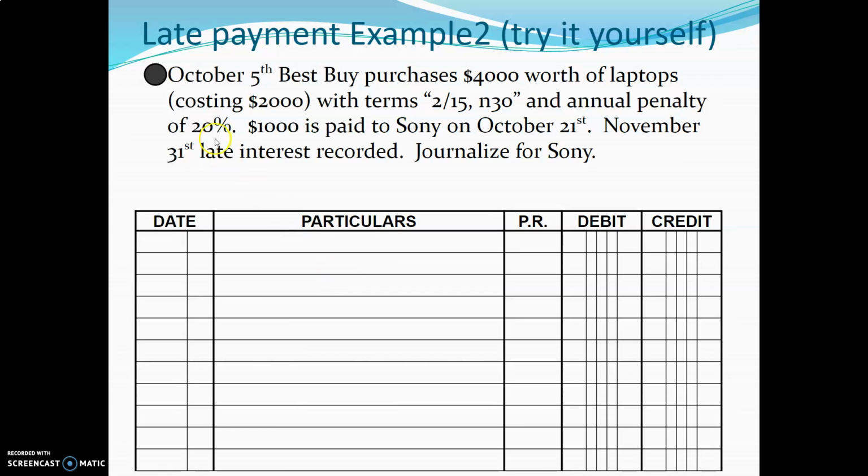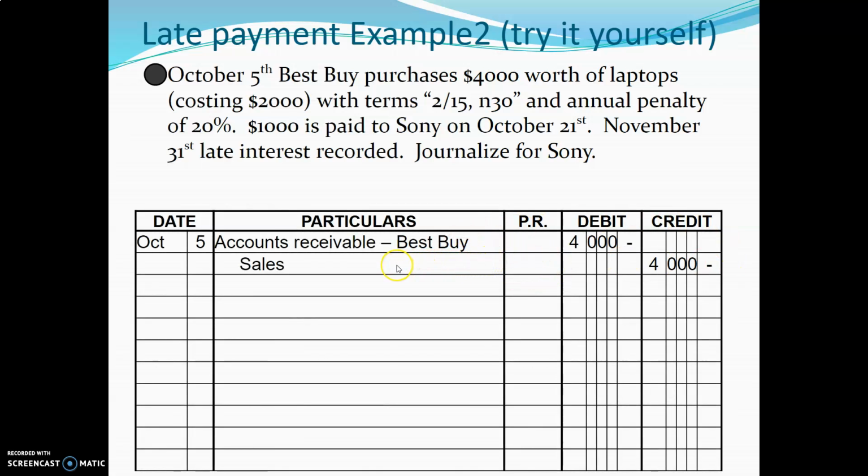Let's begin with this very first one. October 5th, we have purchase on account, and we're doing this for Sony. So Sony purchases stuff, which means they have an account, Best Buy purchases stuff, which means it's an accounts receivable of $4,000 from Best Buy. So there's our accounts receivable here, and we made a sale, so our credit will end up being sales of $4,000.